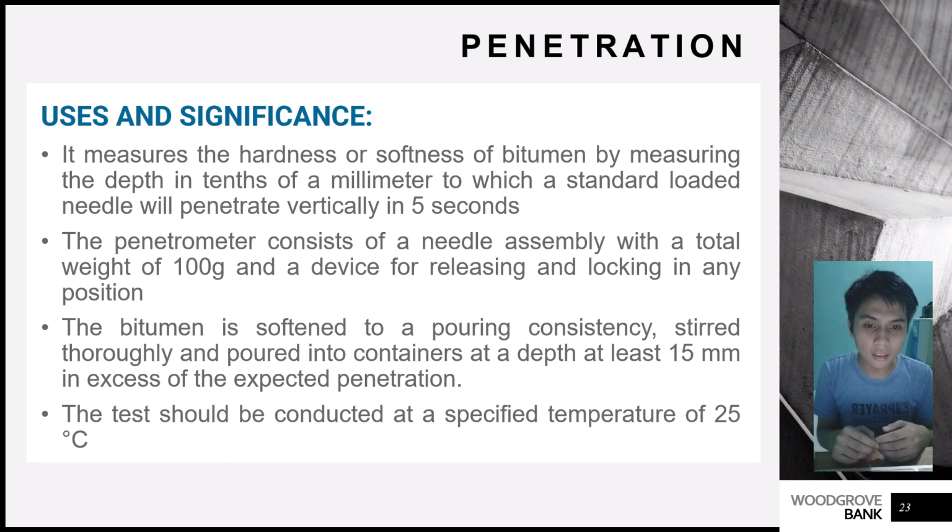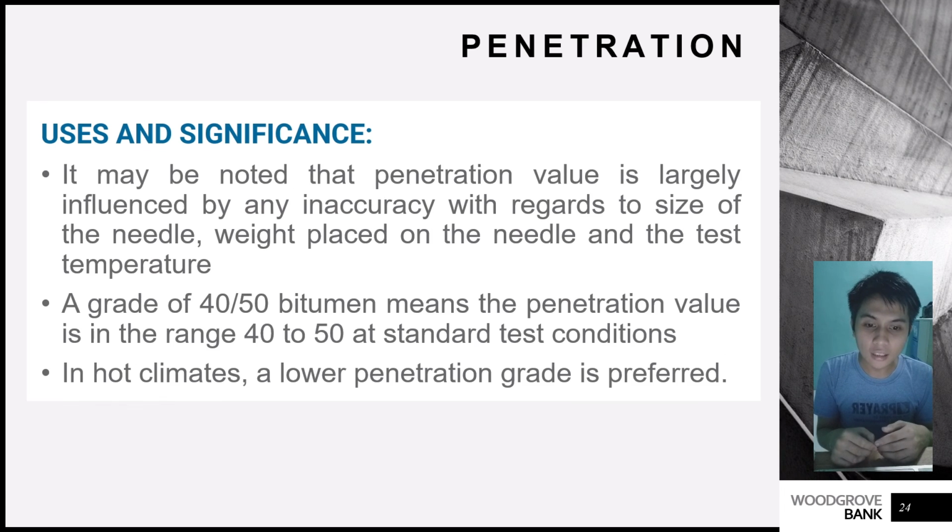The penetrometer consists of a needle assembly with a total weight of 100 grams and a device for releasing and locking in any position. The bitumen is softened to a pouring consistency, stirred thoroughly, and poured into containers at a depth at least 15 millimeters in excess of the expected penetration. The test should be conducted at a specified temperature of 25 degrees Celsius. The penetration value is largely influenced by inaccuracy in the size of the needle, the weight placed on the needle, and the test temperature. A grade of 40/50 bitumen means the penetration value is in the range 40 to 50 under standard test conditions. In hot climates, a lower penetration grade is preferred.